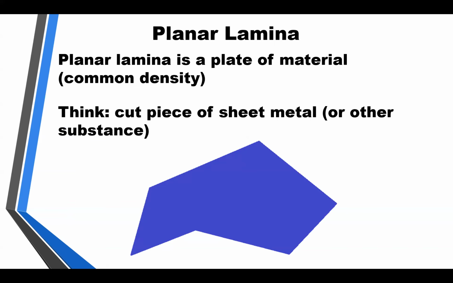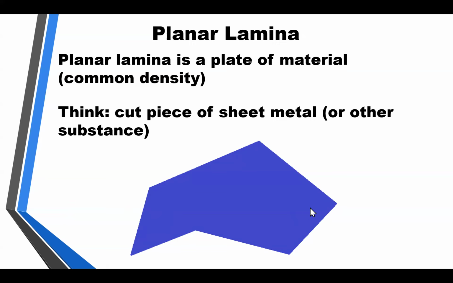We're going to take a look at planar laminas. A planar lamina is just a fancy word for a flat piece of material, like a plate, like a sheet metal plate, with common density. So if I took a 1 by 1 square over here on the left, it's going to weigh the exact same as a 1 by 1 square over here on the right.